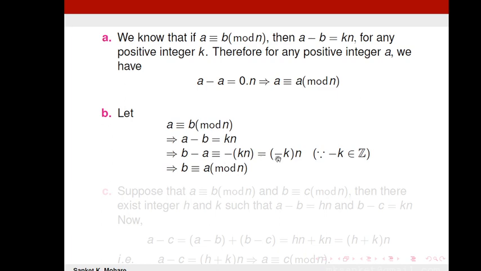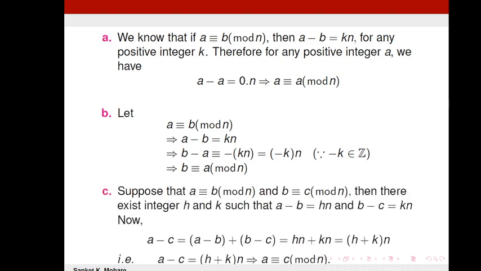Since minus k belongs to Z, and b minus a is equal to minus k n, and minus k is also an integer, as k is an integer, then negative k is also an integer. So this implies b is congruent to a modulo n. So here we proved whenever a is congruent to b modulo n, then b is also congruent to a modulo n. Next property.